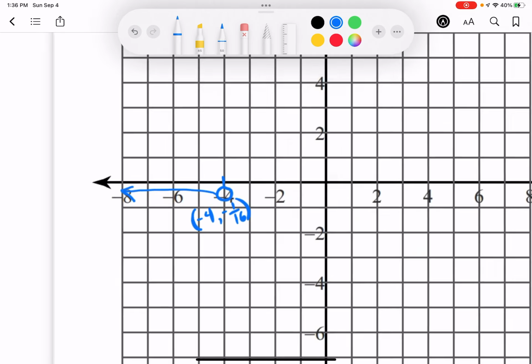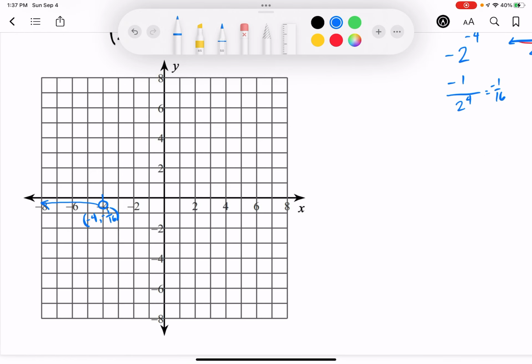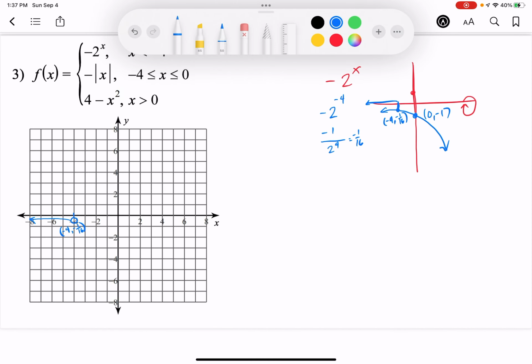Yan, yan yung graph ng ating first function, yung exponential function. Yung pangalawang function naman natin ay absolute value function. So, nagbigay na siya ng dalawang condition at x equals, if your x is greater or equal to negative 4 but less than or equal to 0. Okay. Ano kaya yung x dito?